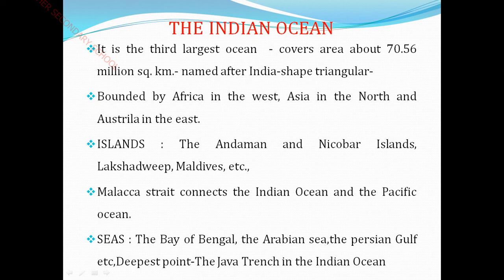Its shape is roughly triangular, bounded by Africa in the west, Asia in the north and Australia in the east. So what islands are near the Indian Ocean? Andaman and Nicobar Islands, Lakshadweep, Maldives, etc.